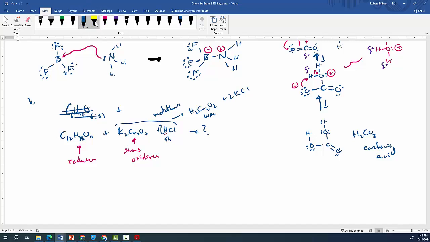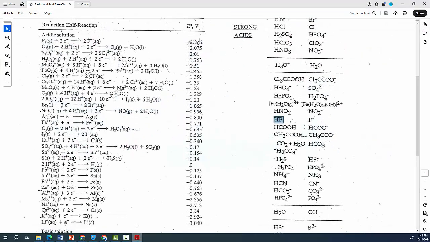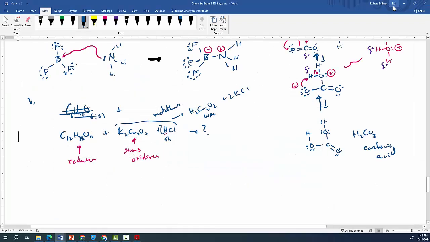And so what I would do is consult the chart here and look for dichromate, which I'd find right here. And then I just copy this reaction down. Dichromate plus 14 H+ plus 6 electrons yields 2 chromium 3+ plus 7 waters. And it is a strong oxidizer. So I know that. This is what I'm going to have in the inventory.